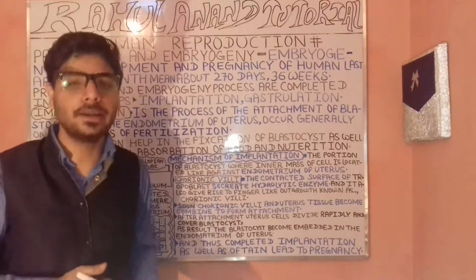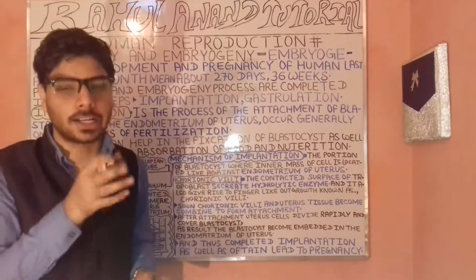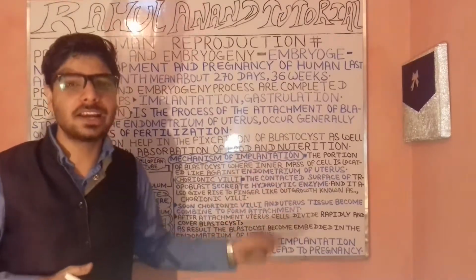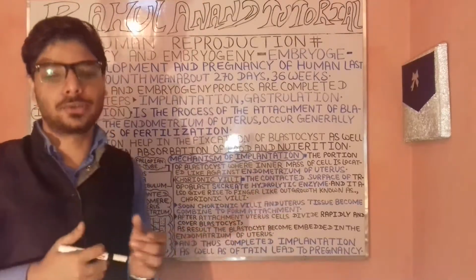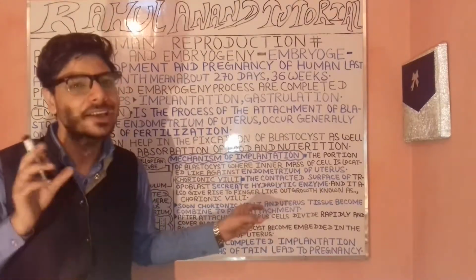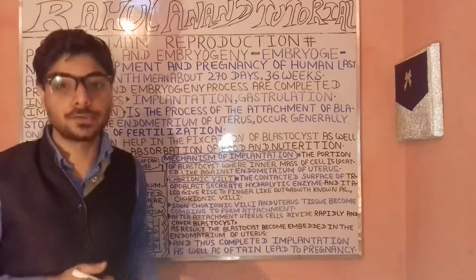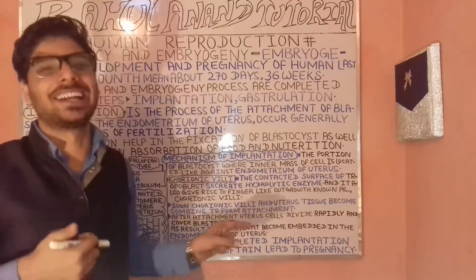In this case, what will be happening? The contacting surface of the trophoblast has hydrolytic enzymes, and these will give rise to finger-like projections. These are known as nothing else but the chorionic villi. After that, the chorion as well as the uterus will form the attachment.